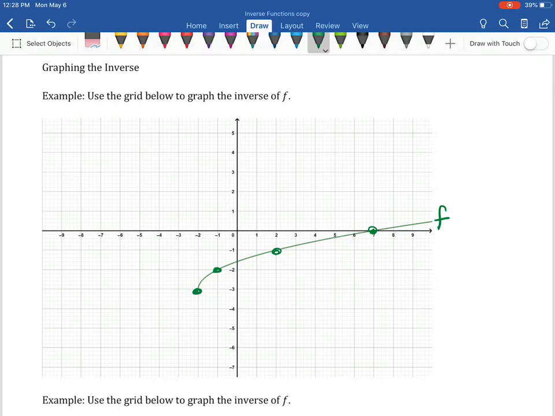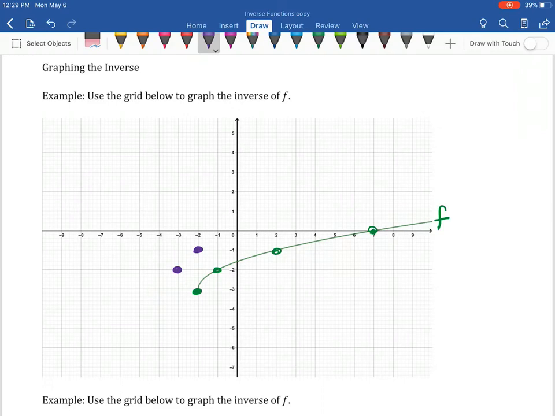So this point right here that I just plotted, the one all the way to the left, is the point -2, -3. So when I go to graph my inverse, that's going to be the point -3, -2. The next point on the right is the point -1, -2. So when I go to graph that point on my inverse, it's going to be the point -2, -1.